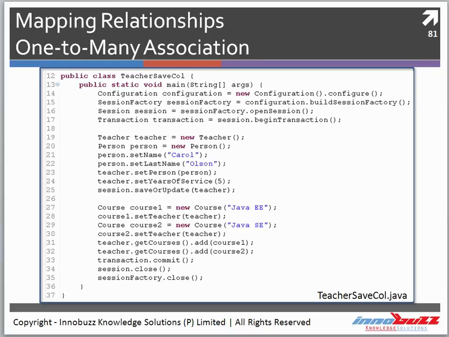At the end, the transaction is committed and the session closed. Once the objects are on the courses collection, Hibernate will save every course on the database.